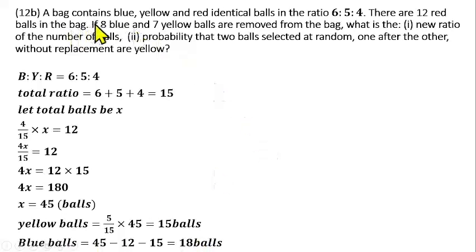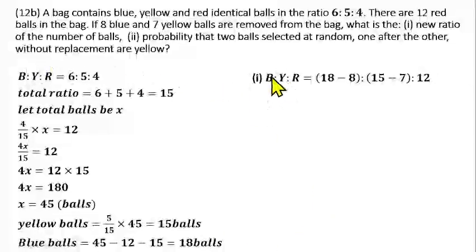We are told that 8 blue and 7 yellow are removed from the bag. So if they remove 7 yellow and 8 blue, we know the number of yellow and blue that will be left. So the new ratio of the balls will now be blue to yellow to red. Blue before was 18, but 8 were removed, so you have 18 minus 8.